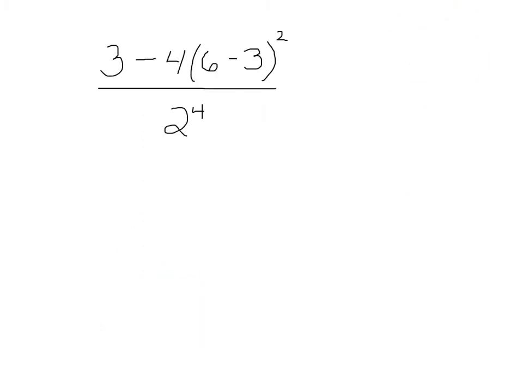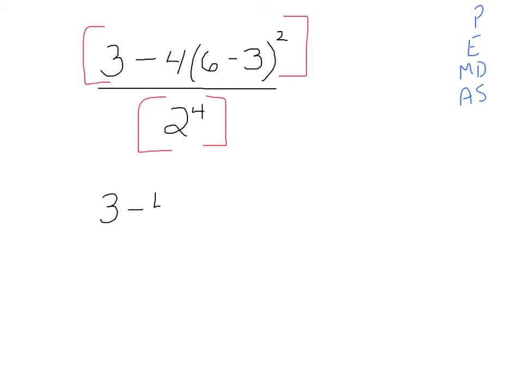Another example here. First of all, I'll write my initials up here, just as a reminder of what I need to do. I need to do parentheses first. There's actually really 3 sets of parentheses, 2 of which are not written. Remember, if I deal with the division bar here, this is saying divided. It's really saying this whole thing here in the numerator being divided by this in the denominator. So if I go through methodically, I have to hold off on the 3 minus 4. 6 minus 3 would be 3 being squared over 2 to the 4th power.